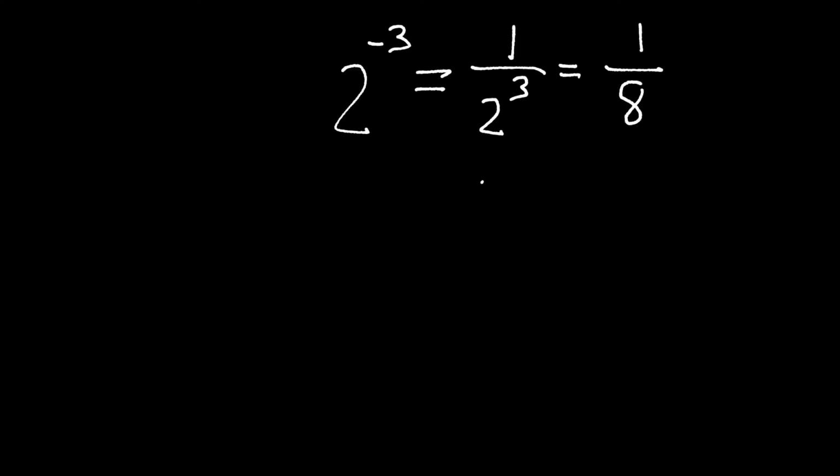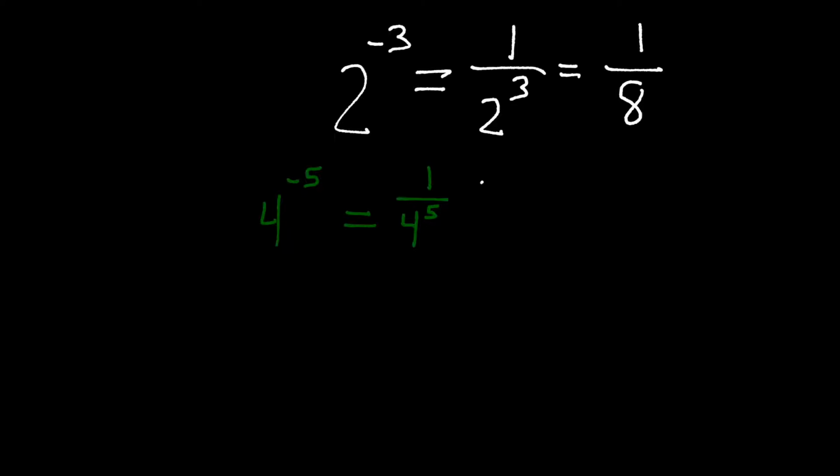Let's take a look at a different one. If I had, let's say, 4 to the negative 5th power, well, that's going to be the same as 1 over 4 to the 5th. All I had to do was take whatever the negative exponent is attached to, that 4, and put it in the denominator with a positive exponent.